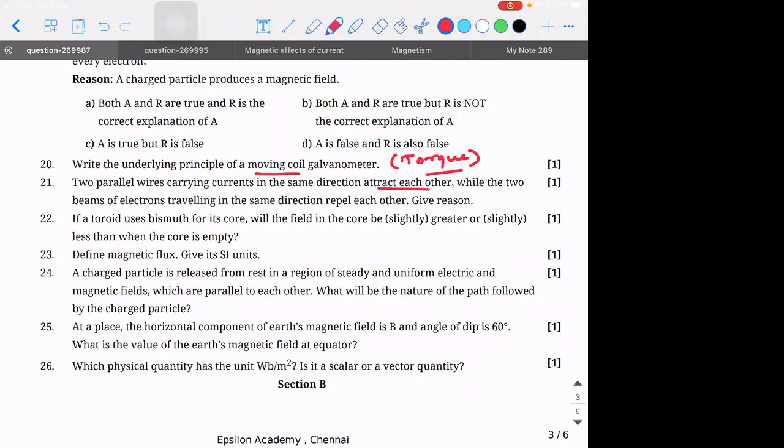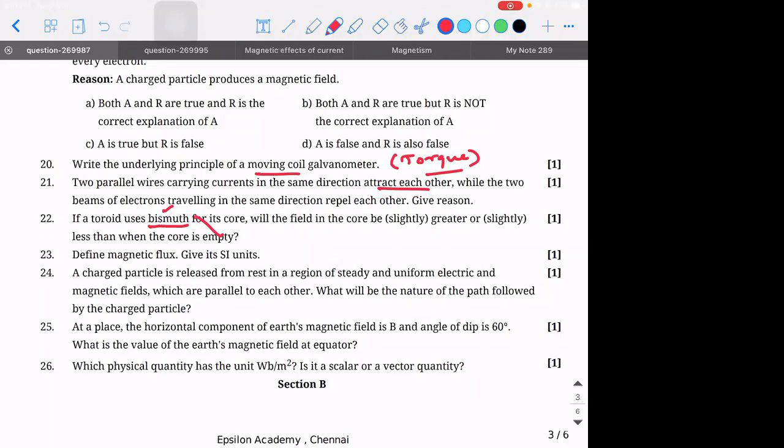This question you can actually forget, because you need to know what kind of magnet bismuth is. Only then will you be able to answer this question. This kind of question will not come. But if you want the answer, I will tell you. Since the toroid uses bismuth, bismuth is what material? Diamagnetic. It's a diamagnetic substance.